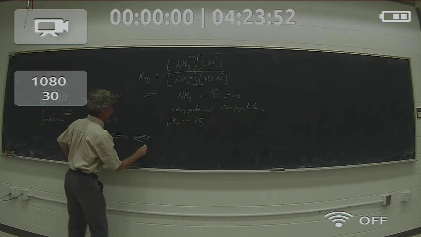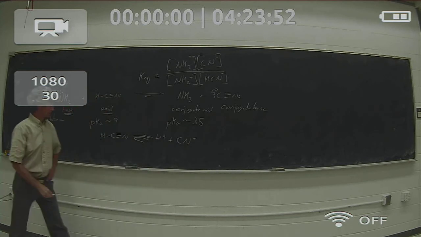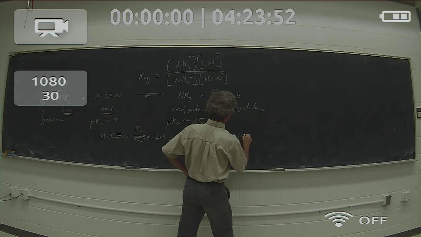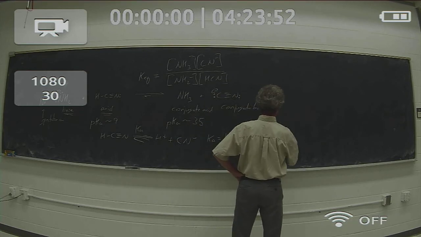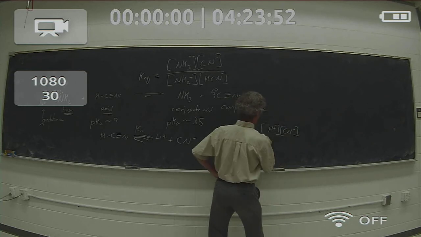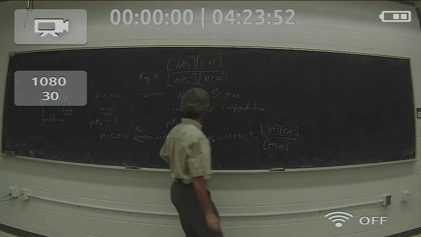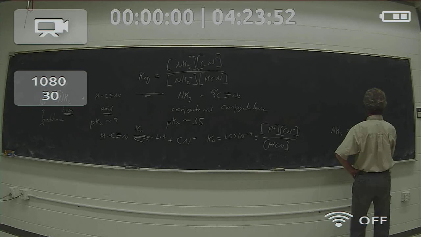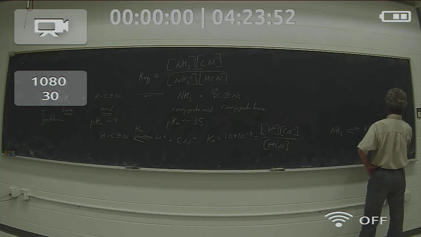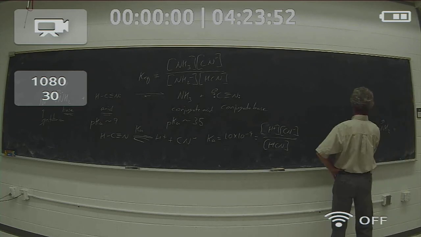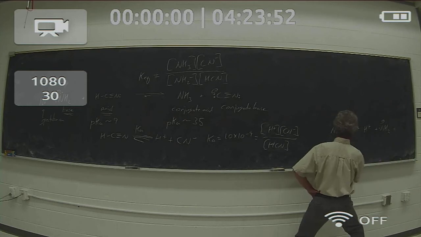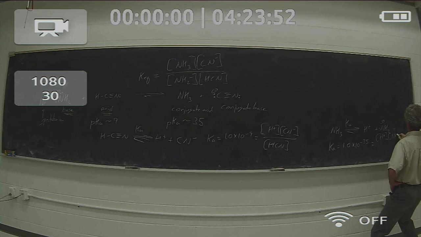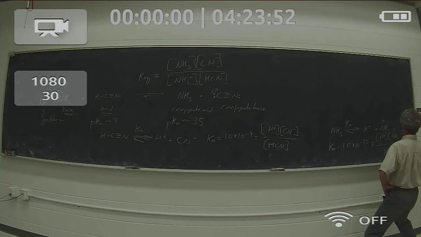HCN dissociating to form H plus and CN minus. That's a Ka expression. And I know that Ka, which is equal to 1.0 times 10 to the minus 9, is equal to the hydrogen ion concentration times the cyanide ion concentration divided by the concentration of HCN. And I also know the equilibrium constant for this reaction: NH3 dissociating to form H plus and NH2 minus. Because again, that's a Ka. And I know that for this reaction, Ka is equal to 1 times 10 to the minus 35. That's equal to H plus concentration times NH2 minus concentration over NH3 concentration.